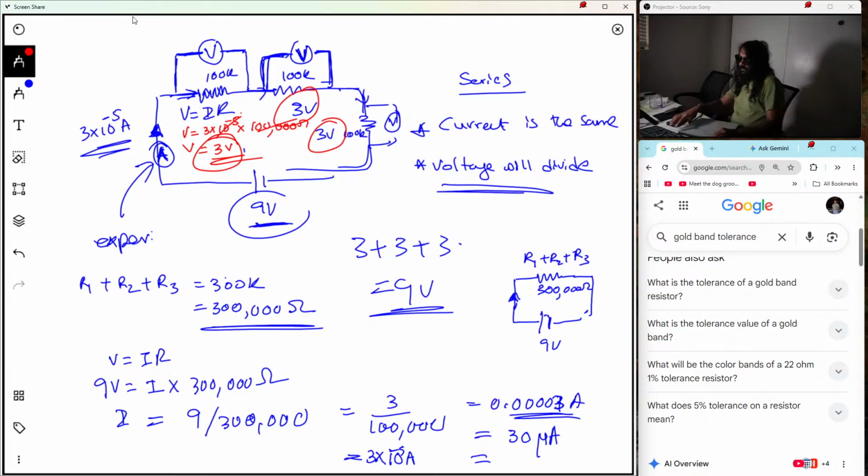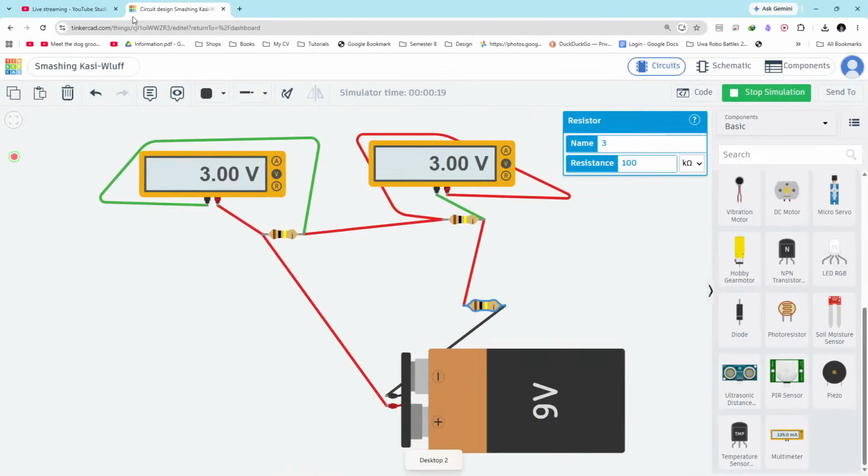I mean, I can go on and on, but just to make it clear and simple enough, this is how series circuits work.